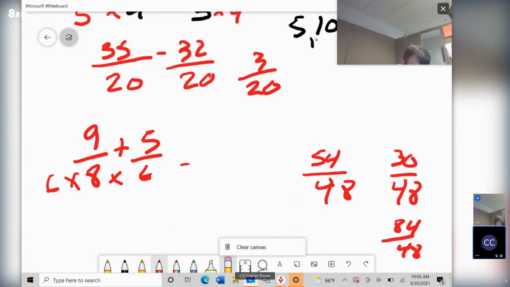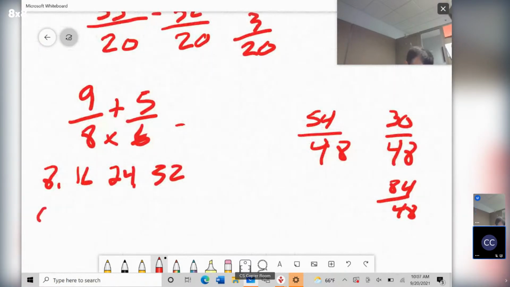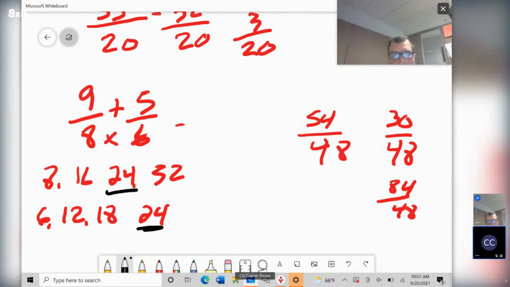So this is going to be 6. And I want to get rid of this, because there's a smaller common denominator. So if we factor out the 8, and we do 8, 16, 24, 32. And if we do the 6, you're going to get 6, 12, 18, 24. So 24 would be the least common multiple. Okay.